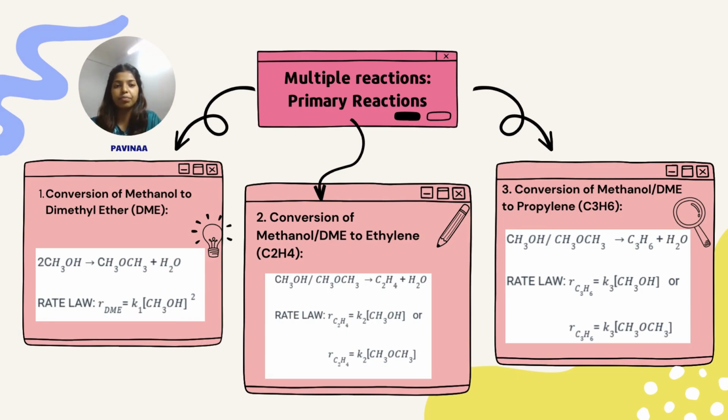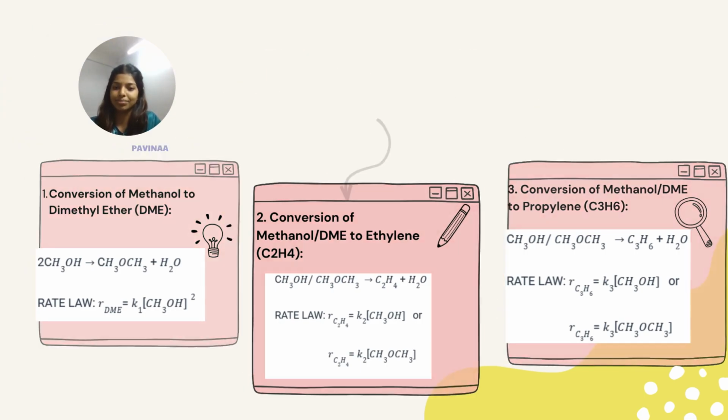In the primary reaction of the methanol to olefin process, intricate chemical reactions transform methanol or dimethyl ether into crucial light olefins, predominantly ethylene and propylene. The primary reactions involve the conversion of methanol to dimethyl ether with a corresponding rate law as shown in the slide. Subsequent transformations include the conversion of methanol or dimethyl ether to ethylene, which gives the rate law as shown, and the conversion to propylene with the shown rate law. Assuming elementary reactions, these rate laws are established based on the stoichiometry of each process, providing essential insights into the kinetics of the MTO reactions.